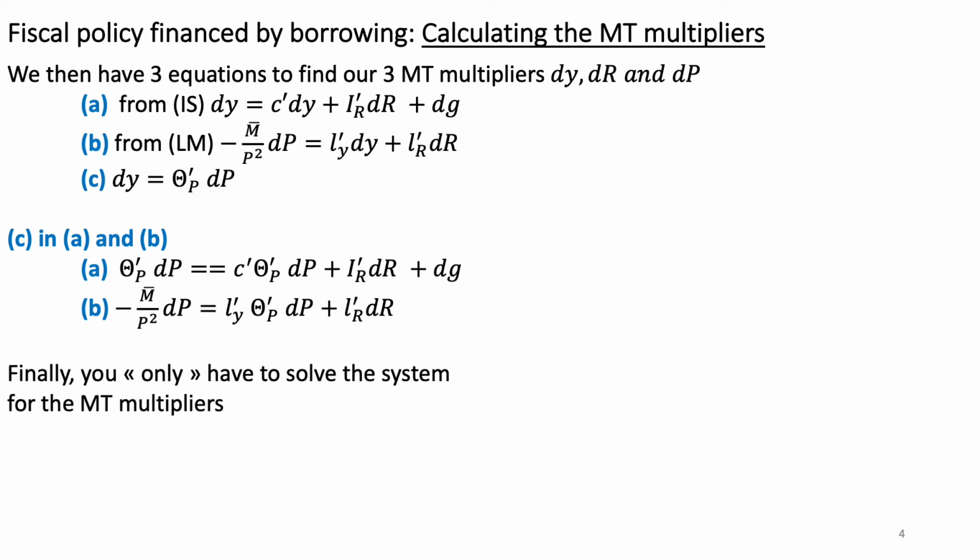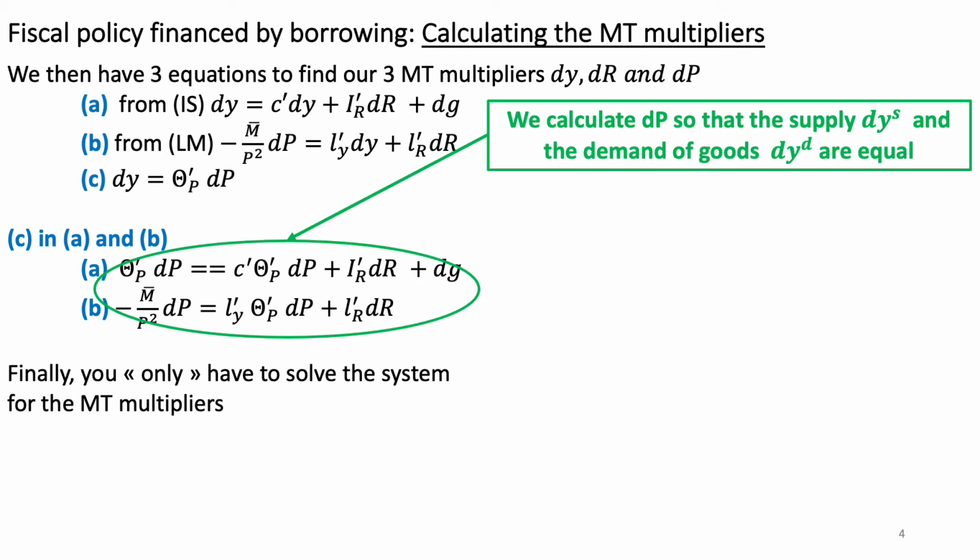From there, we look for dp, which equalizes dys and dyd. In other words, we look for the price that equalizes supply and demand of goods. Finally, you only have to solve this system to find the medium-term multipliers.